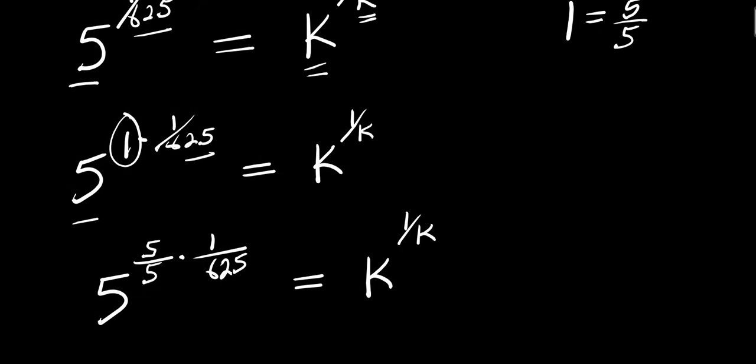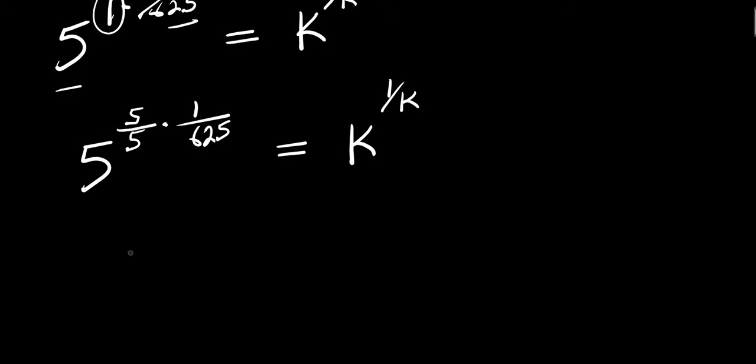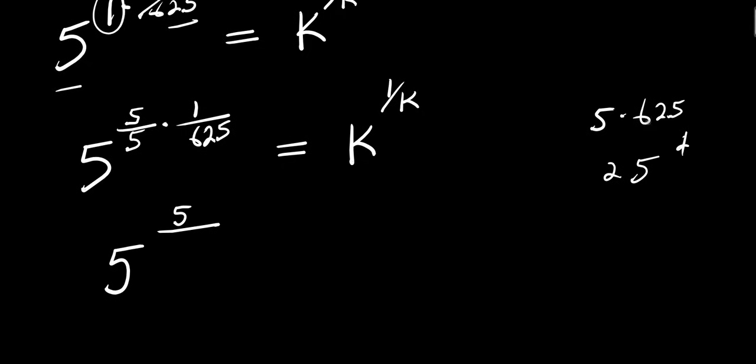So let's multiply the numerator and the denominator of the exponent. So I have 5 to the power of 5 times 1, I have 5 divided by 5 times 625. 5 times 5, 25. 5 carry over 2. 5 times 2, 10 plus 2. That's 12. 2 carry over 1. 5 times 6, 30. 30 plus 1, that is 31. We have 3125. And this equals k power 1 over k.